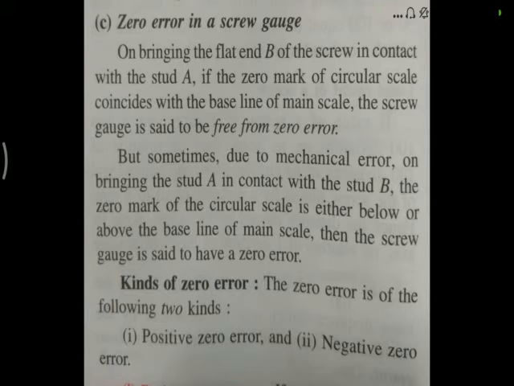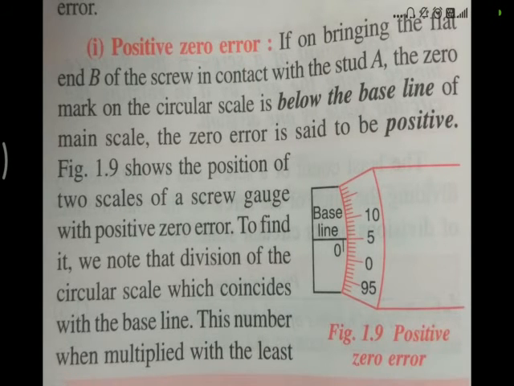Now if the error is there, then what type of error can it be? There are two kinds of error. Zero errors are of two kinds, that is positive zero error and negative zero error. I will start with the positive zero error. Now what is positive zero error? If on bringing the flat end of B of the screw in contact with stud A, the zero mark on the circular scale is below the baseline.